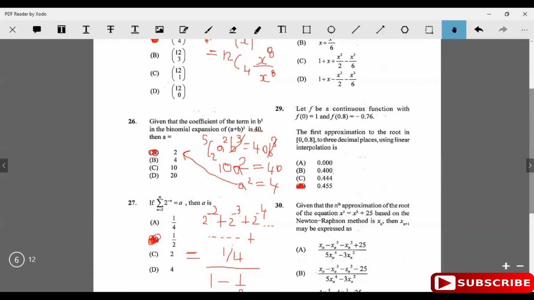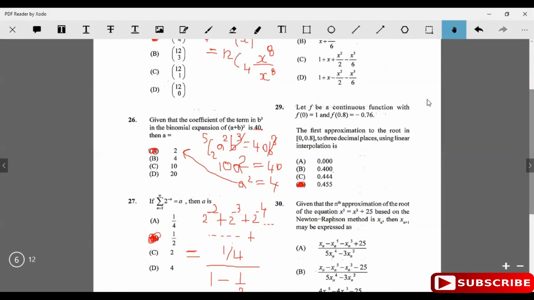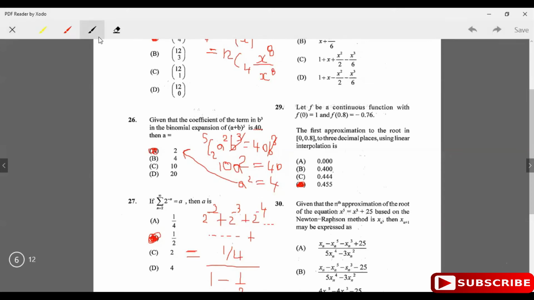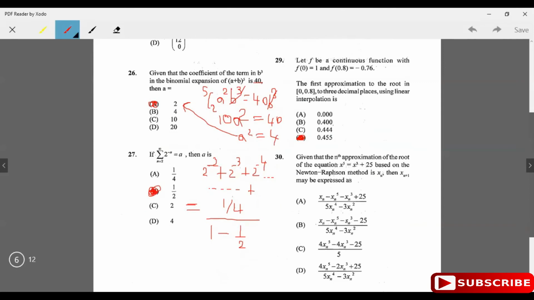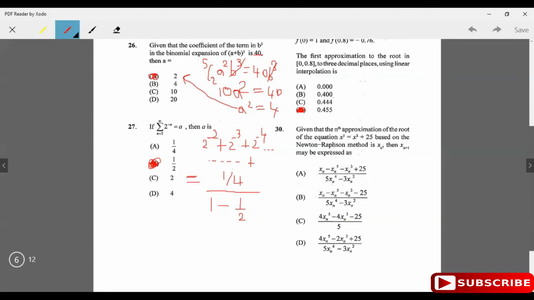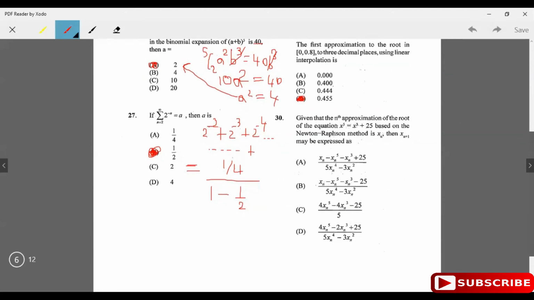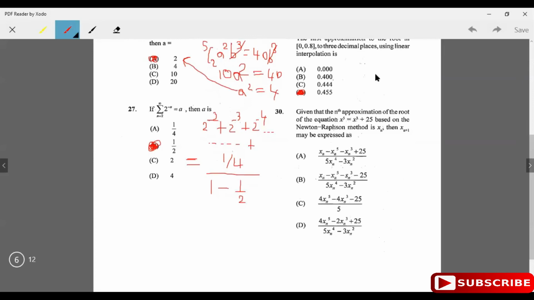Linear interpolate the first approximation to the root in this interval. So just basically use the interpolation formula, which is A times f of B plus B times f of A, divided by f of A plus f of B. Yes, and remember that we take the modulus of those functional values. We won't take any negative value in the formula.